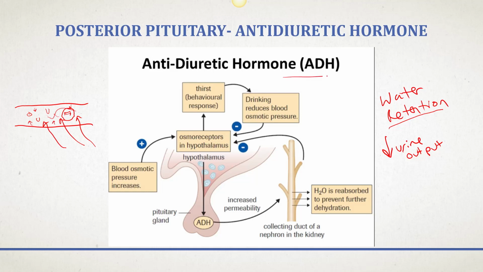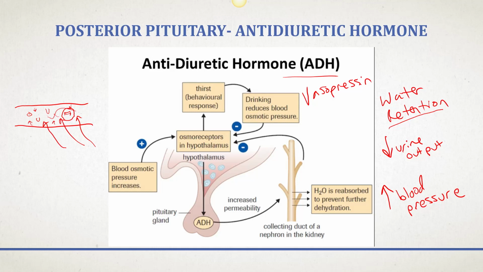Another name for antidiuretic hormone is vasopressin. And this kind of secondary function promotes the constriction of arteries. So together with water retention and constricting our arteries, we are going to increase our blood pressure. So that's what the antidiuretic hormone does.